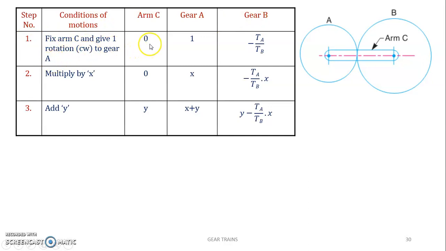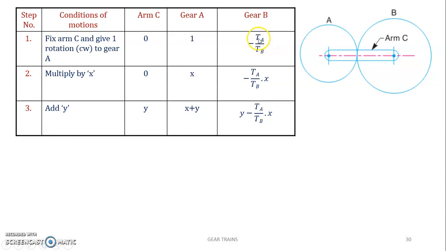I fix the arm, so the speed of the arm is 0, and I have given one rotation to A. Now, when I give one rotation to A, what is the speed of gear B? We know that if A rotates in the clockwise direction, then B, because it is in mesh externally, will rotate in the anti-clockwise direction. So the direction of B with respect to A is opposite, hence it is minus.